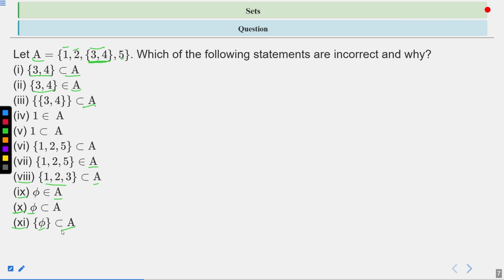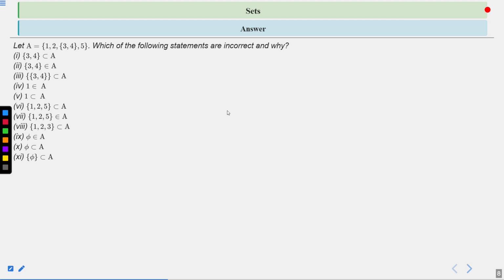Quite an interesting question. So you will have some seconds to try this problem. Then afterwards we will move on to the solution slide. So your time starts now. The time is up. So set A is given to us and 11 statements are also given to us. We just have to state correct or incorrect with reason.